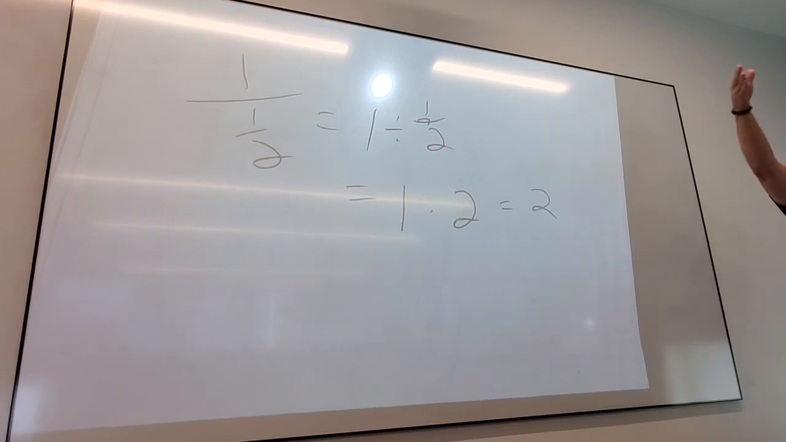Because if I have 6, how many 2s fit in 6? 3. 6 divided by 2 is 3. That's the physical interpretation of dividing. So how many 1/2s fit in 1? 2 halves fit in 1. That's why the answer is 2. It makes sense. Hopefully. Okay.